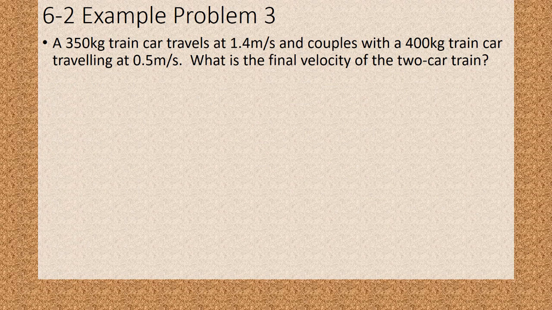Now we have one final question here, and this is an inelastic collision. A 350 kilogram train car travels at 1.4 meters per second. It couples with a 400 kilogram train car traveling forward at 0.5 meters per second. What is the final velocity of the two-car train?